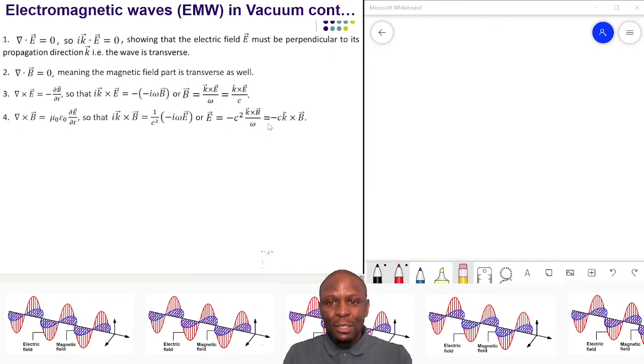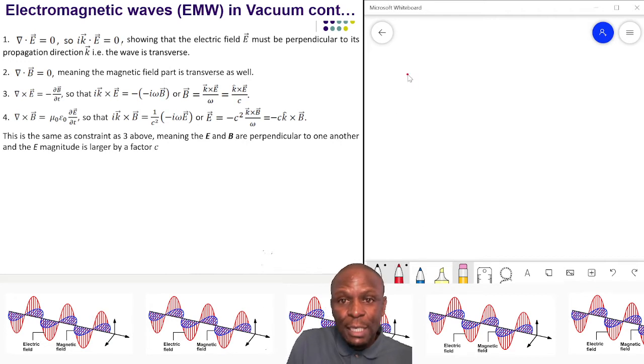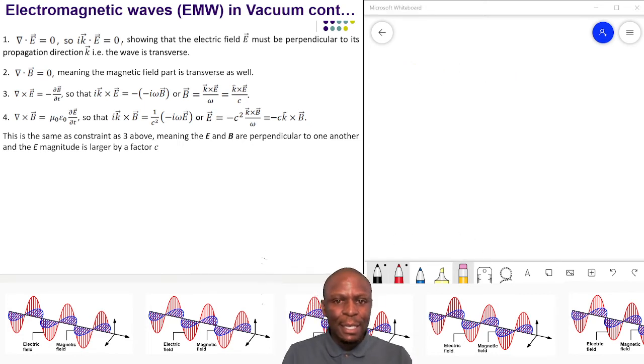Now this equation, condition 4, is exactly the same as condition 3, meaning E and B are perpendicular to one another, and the E magnitude is larger by a factor of c compared to the magnitude of B. So that's the result. I think I've proven for you that the electric field is perpendicular to the magnetic field, and they are all perpendicular to the direction of propagation, as we have seen in that wave diagram, the red shaded and the blue shaded.